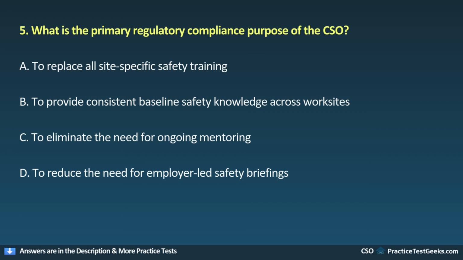5. What is the primary regulatory compliance purpose of the CSO? A. To replace all site-specific safety training. B. To provide consistent baseline safety knowledge across work sites. C. To eliminate the need for ongoing mentoring. E. To reduce the need for employer-led safety briefings.